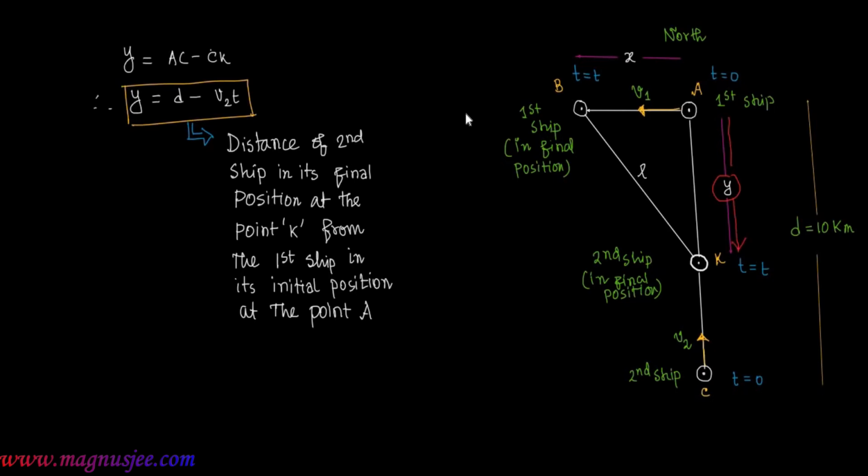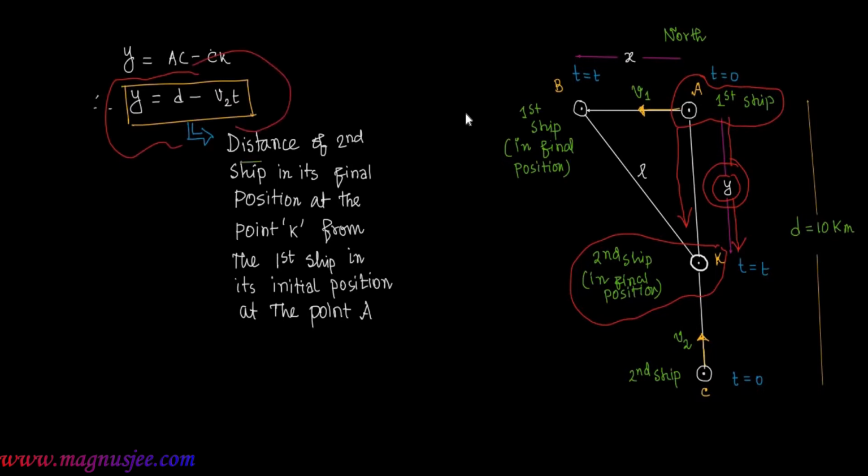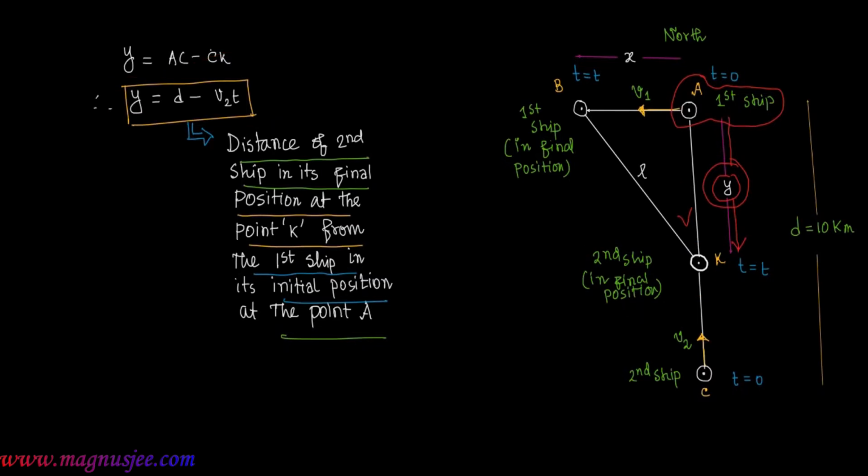Y is the distance of the second ship in its final position at the point K from the first ship in its initial position at the point A. So therefore y is equal to d minus v2t, which is the distance of the second ship in its final position at the point K from the first ship in its initial position at the point A, and we get the expression of y as d minus v2t.